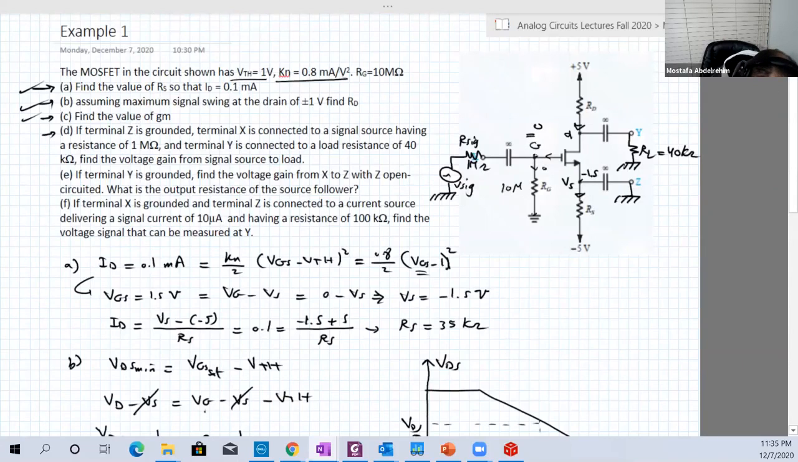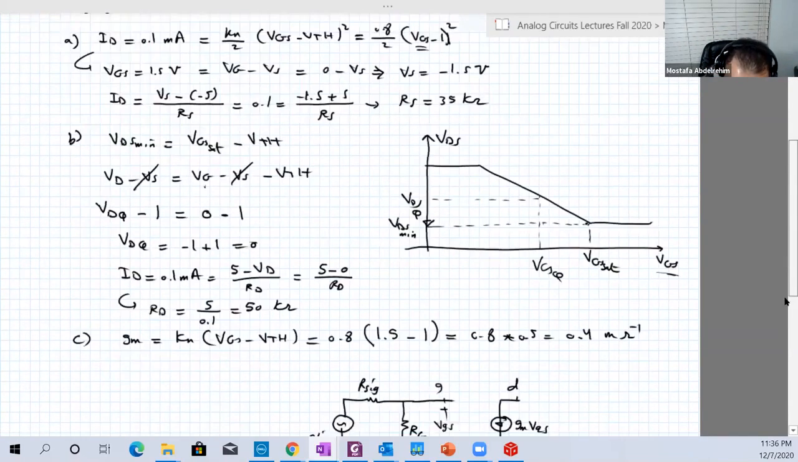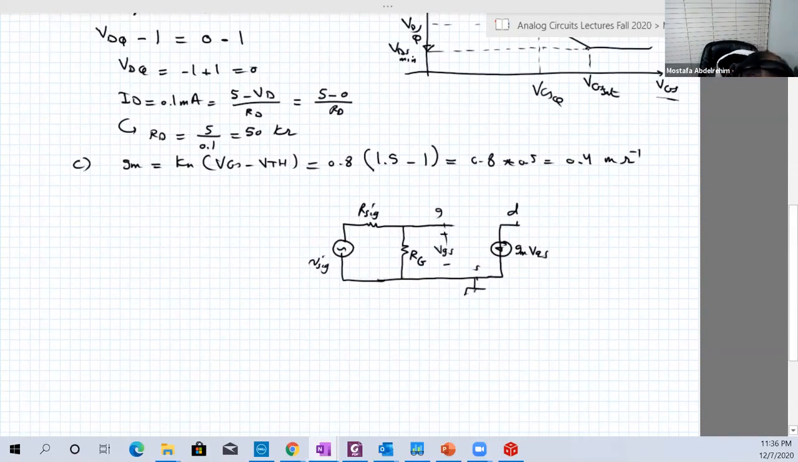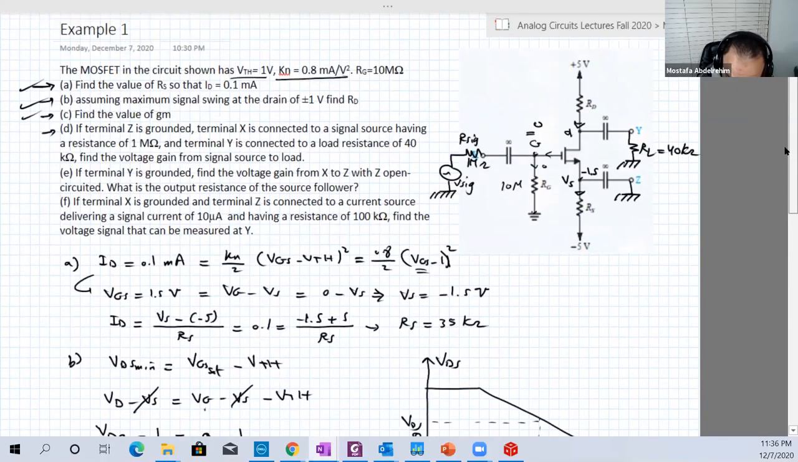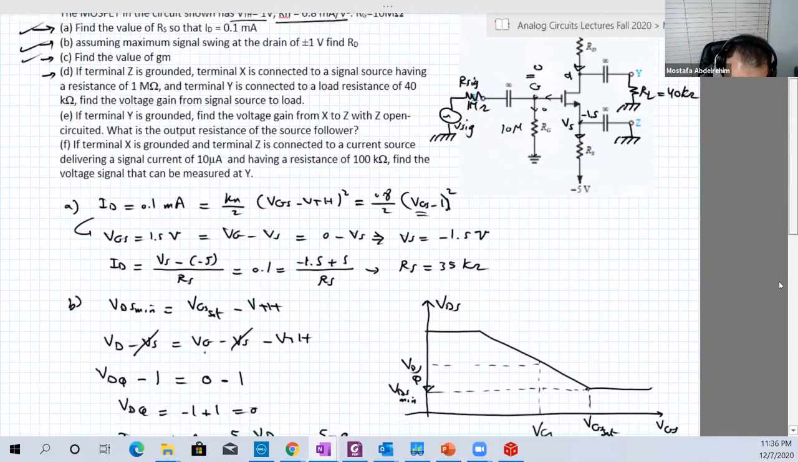Between the source and the ground, we have RS, but now the capacitor is also grounded, and the capacitor will be shorted. So we shorted the source to ground, so RS will be shorted. So the source will be shorted as well. So this is actually short to ground. Then between the drain and the ground, there are two resistors, RD and RL.